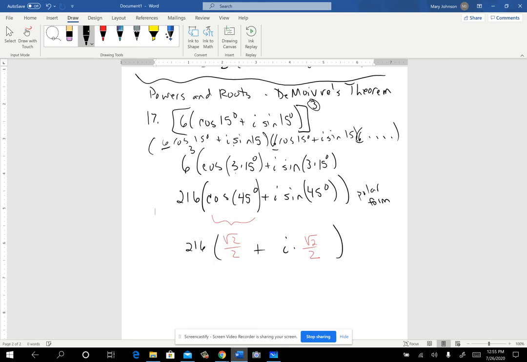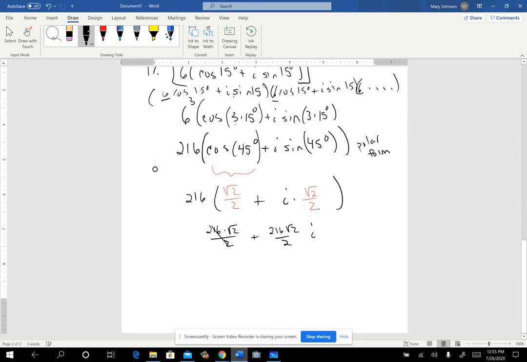and distribute it. So I'm going to do 216 times square root of 2 over 2 plus 216 square root of 2 over 2 with an i on it. And so then this would be 108 square root of 2 plus 108 square root of 2 with an i. Okay, and so they wanted it in rectangular form, they said. So this is what you would type in for your answer on number 17. All right, and then let's do one more if I can on this video.